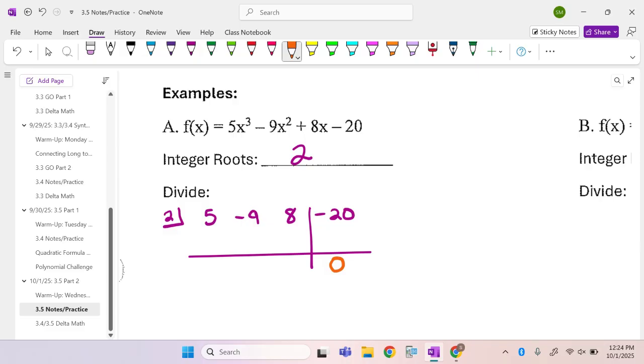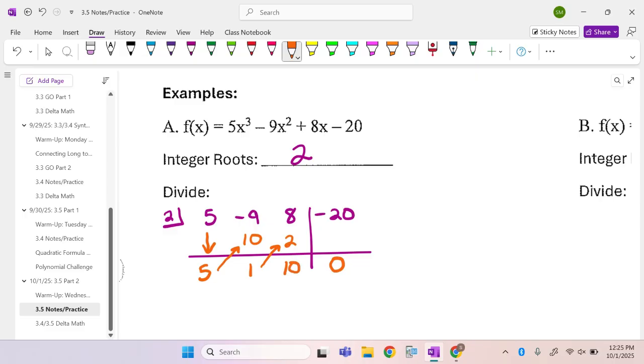So Leslie, you were the last to talk. Pick someone to tell me my first step. Drop the 5 down. Then what do I do? Multiply by 2. Get 10. Then add. Get 1. Good. Pick someone else. You times it by 2 and get 2. Then you got it to get 10.